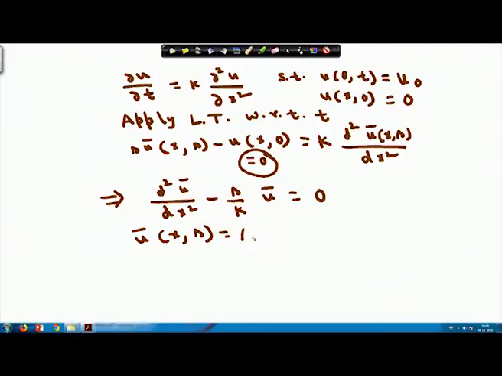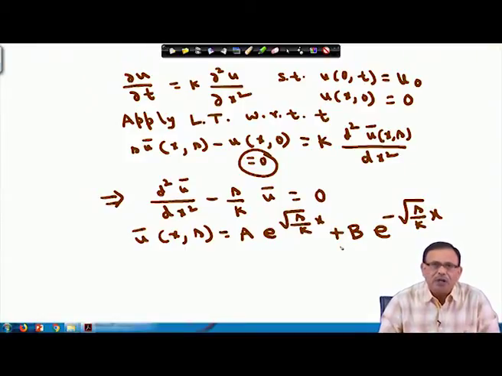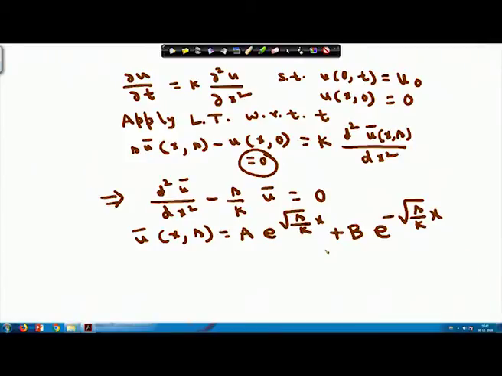So u bar, which is a function of x and s, equals a into e power root over s by k into x, plus b into e power minus root over s by k into x. Now your job is to first find the values of these constants a and b. Once I find the values of the constants using the conditions, I can obtain u bar(x, s), and from there you can directly write u(x, t) by using the inverse Laplace transform.